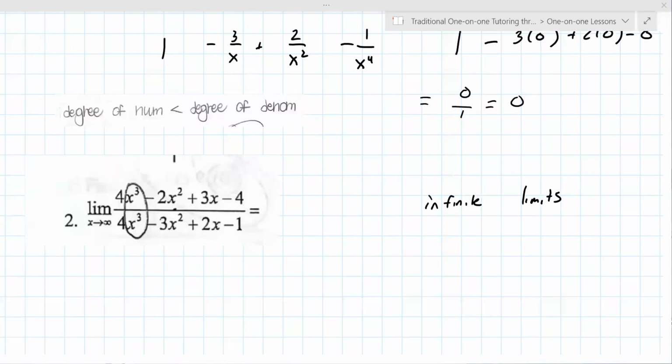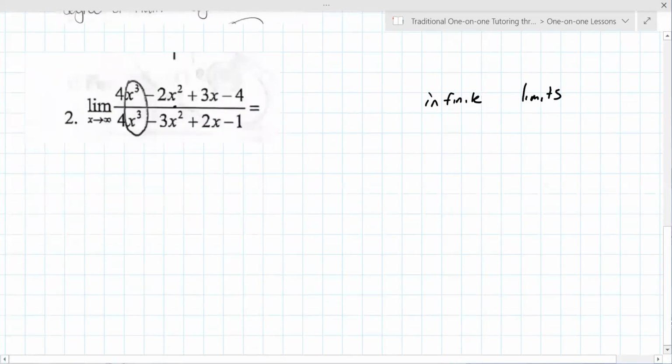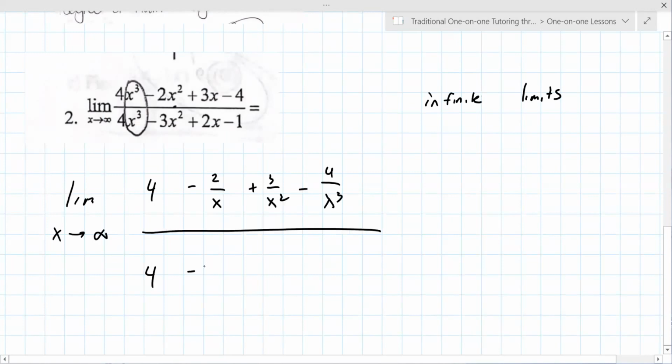So once you divide everything, the top and denominator, do you just move the denominator up and subtract everything? No, if you're at the step that I think you are, you have 4 minus 2 over x plus 3 over x squared minus 4 over x cubed, and then down here, 4 minus 3 over x plus 2 over x squared minus 1 over x cubed.